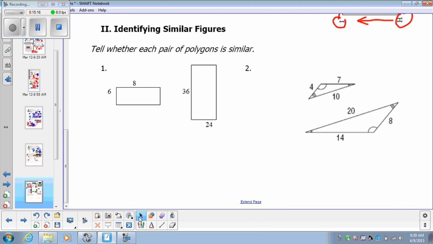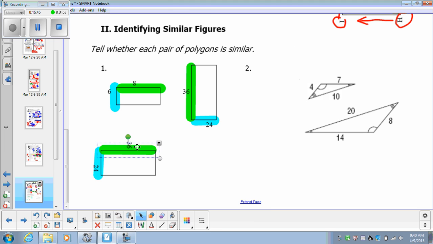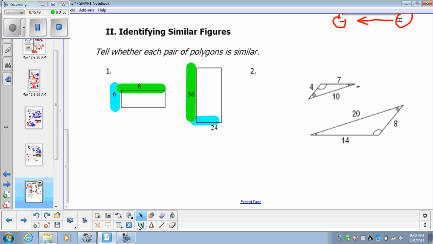All right, now down here, what we're going to do is figure out whether or not each pair of polygons is similar. This should be a review for you. Right now, because these shapes aren't turned the same way, I'm going to turn this one the same way to help you see it a little bit better for my matching sides. Here, if this is green, that's green, which means this is green. In here, if this is blue, that means this is blue, which means this is blue. So now I'm going to get rid of this. And now we can see which sides match up.